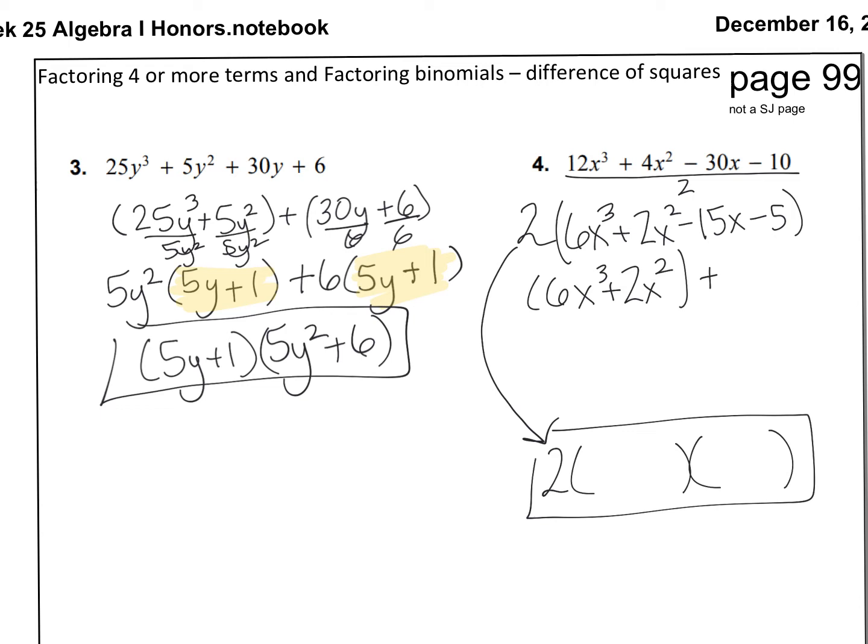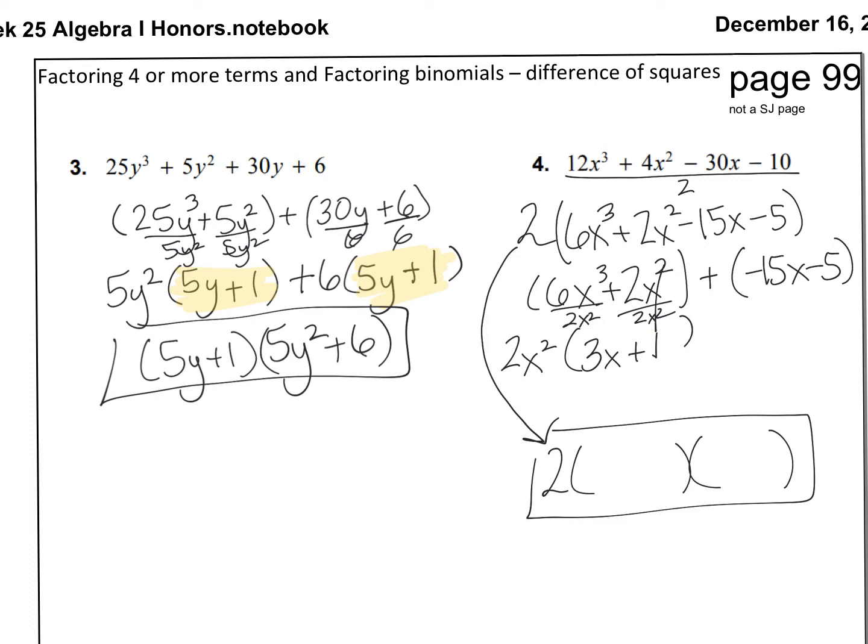I'm going to put a plus sign, group the second 2 terms together. My first group has 2x squared in common. I'm going to divide each term by 2x squared. 6x cubed divided by 2x squared is 3x. 2 divided by 2 is positive 1. X squared divided by x cancels out.